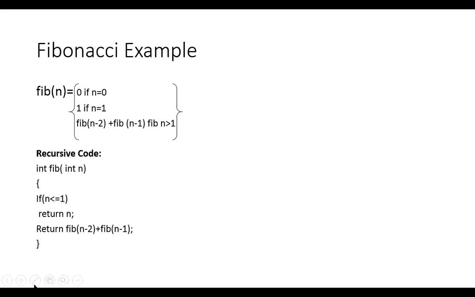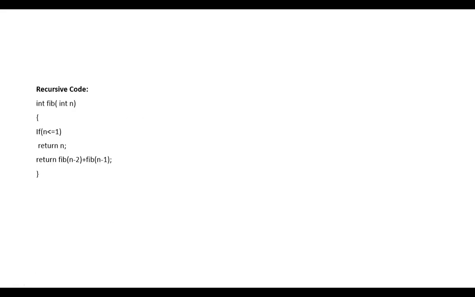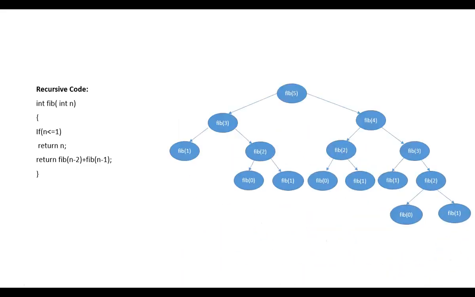However, this is not an optimized version of the code. Let us see how this is not the optimized version. This is the code, and this is the Fibonacci series function calling. Suppose I want to get the fifth number in the series. So I call Fibonacci 5. Then when I call Fibonacci 5, it calls two functions, Fibonacci n minus 2 and Fibonacci n minus 1. Meaning it will call Fibonacci 3 and Fibonacci 4.